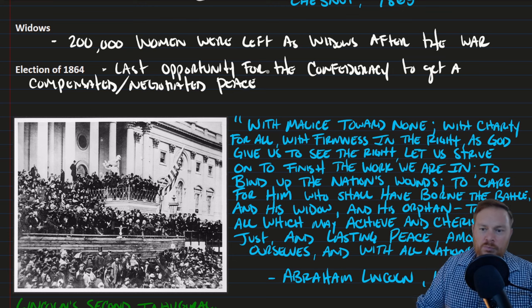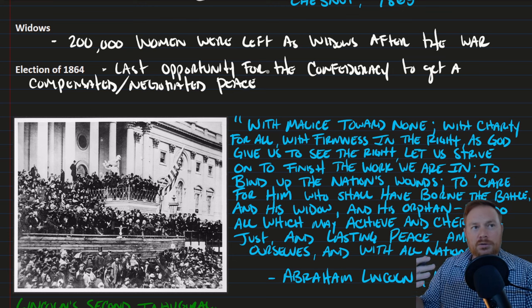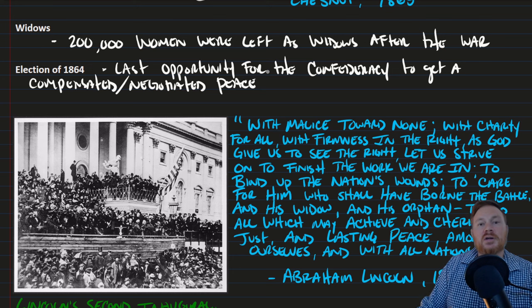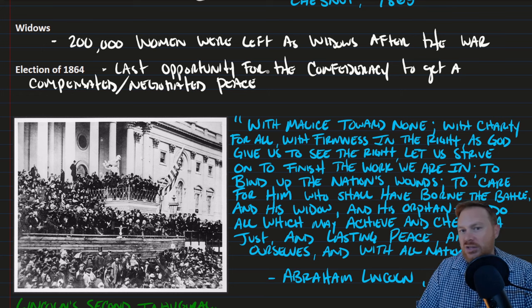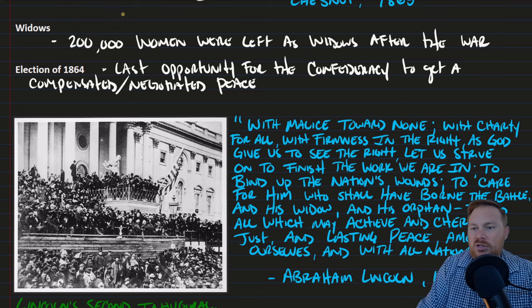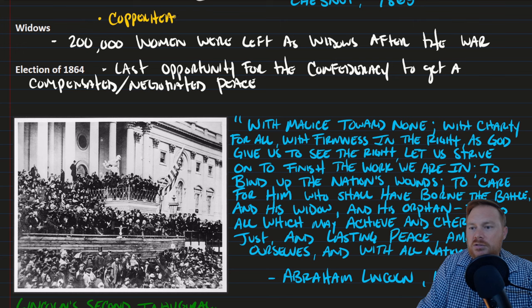Meaning that by this point in the war in 1864, the war is not going good for the Confederacy on the battlefield. But there's a hope that maybe in this presidential election, the North will elect somebody who is just not committed to fighting this war to the very end. And consider some of the earlier things that we talked about, like the Copperheads, these anti-war Northerners.